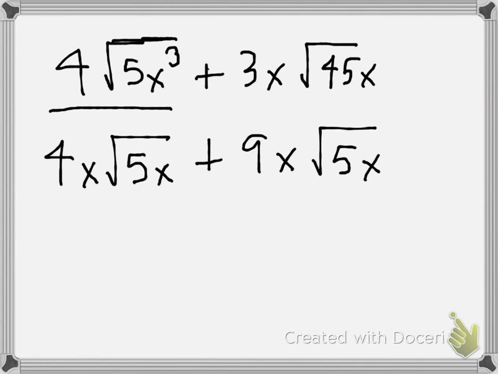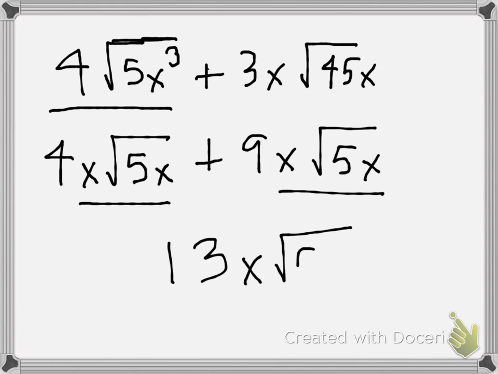Now, if you look at the radical and variable parts on these terms, they're identical at this point, right? We've got the square root of 5x at the end of each of our terms. That makes these terms like, and that means we can combine them by adding the coefficients. So 4 plus 9 is 13. Don't change the radical or the variable part at all, just like when we were combining like terms for polynomials. Same kind of setup there. And so 13x times the square root of 5x is what we're looking for.